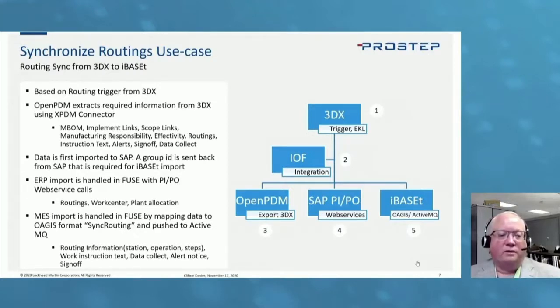The ERP import is handled, and that translates your work centers, your routings, and your plant allocation all down to SAP automatically. And then the MES import is handled also, again mapping to the OAGIS format, using the sync routing BIS service from iBaseT, and then pushed into ActiveMQ for it to ingest that information. So the detailed planning information that was originally developed in the PLM system, to give you that full digital thread continuity between engineering and manufacturing, is now communicated down to iBaseT for execution.